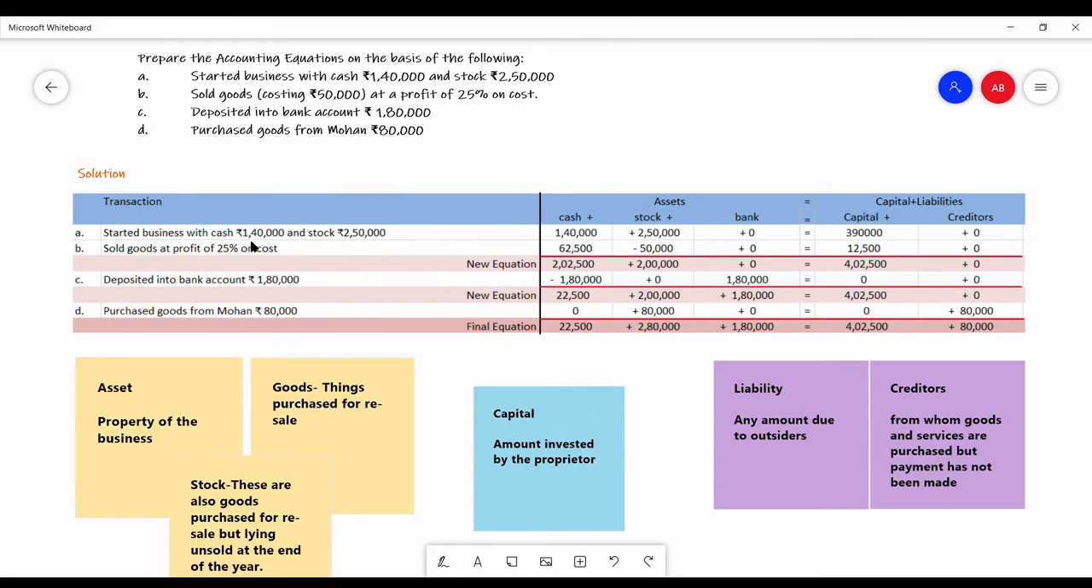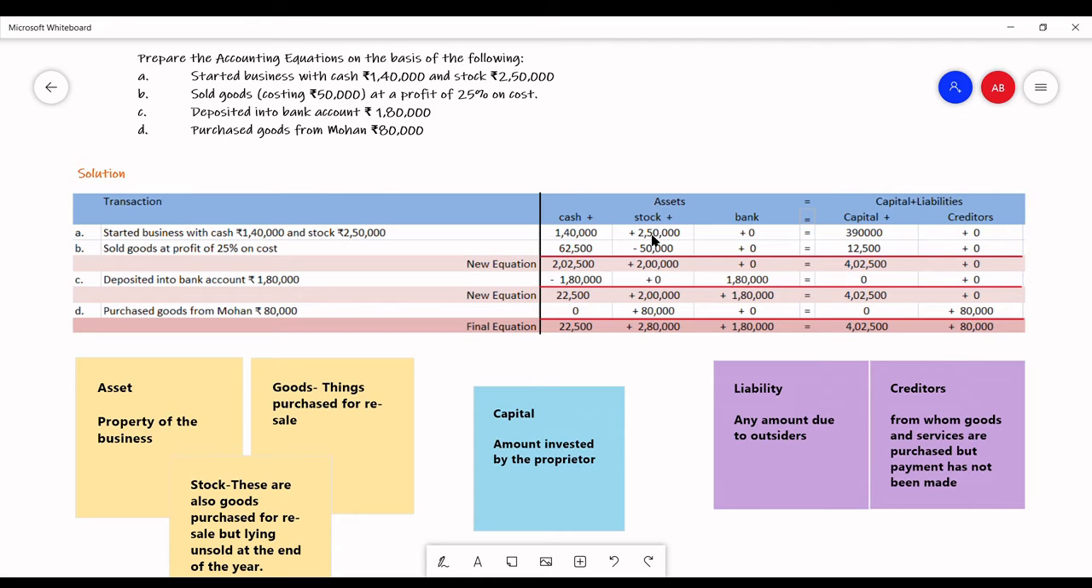Now, stock and cash, these are both the assets of the business. Why do I call them the assets? We know an asset is a property of the business. And these cash and stock are the properties of the business, and we will be able to derive further benefits from it. So these two for now are my assets. So below my asset, I have written the subheads cash and stock, below which I am going to put the amounts respectively. Below cash, I have written 1,40,000 and stock stands at an amount of 2,50,000.